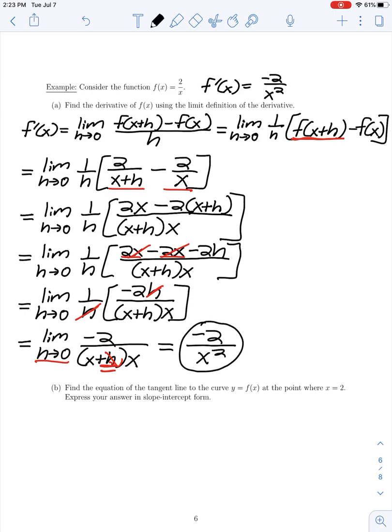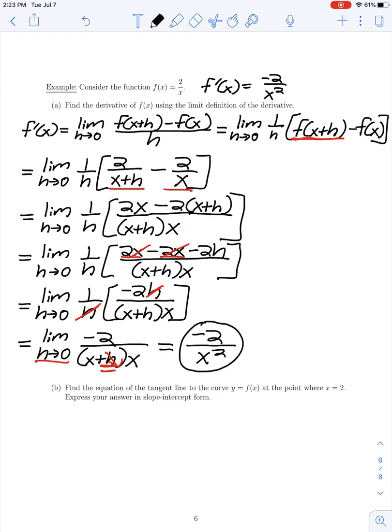So we have, for the derivative, negative 2 over x squared, making use of this limit definition. Now in this example, we also include a second part of the problem, which is to find the equation of the tangent line to the curve y equals f of x at the point where x equals 2, and express our answer in slope-intercept form.